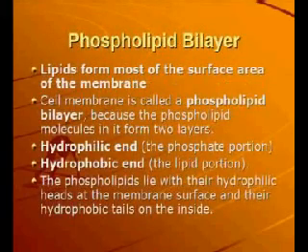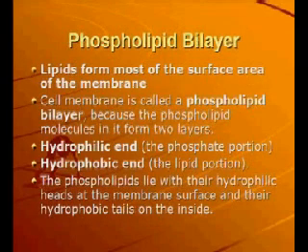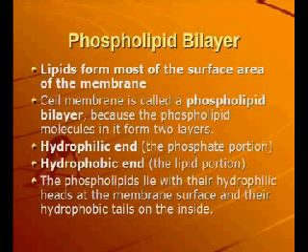The phospholipid bilayer. Lipids form most of the surface area of the membrane. The cell membrane is called the phospholipid bilayer because the phospholipid molecules in it form two layers. A hydrophilic end, a definition you should be familiar with at this point from previous lectures, contains the phosphate portion, and then the hydrophobic end, or the lipid portion. The phospholipids lie with their hydrophilic heads at the membrane surface and their hydrophobic tails on the inside.